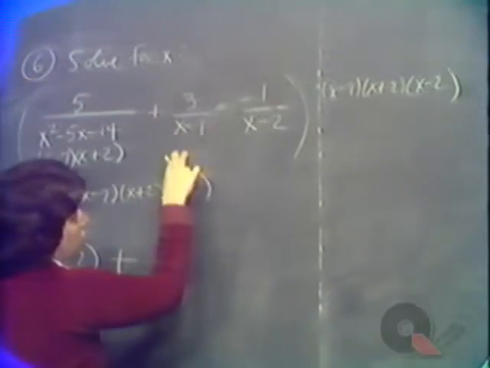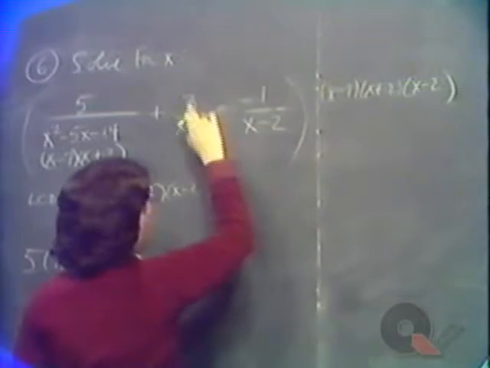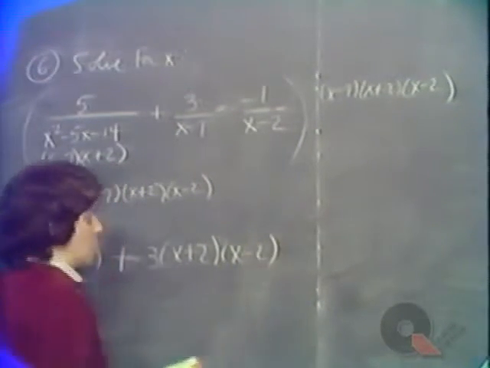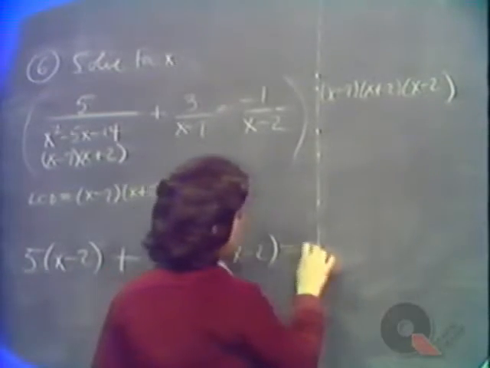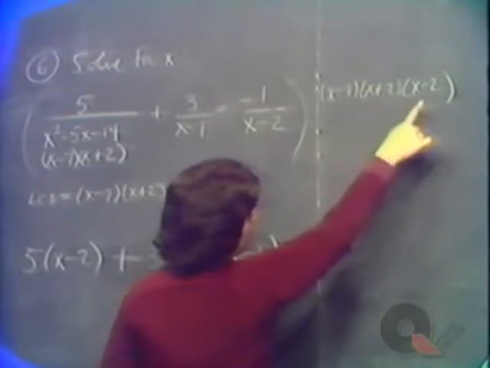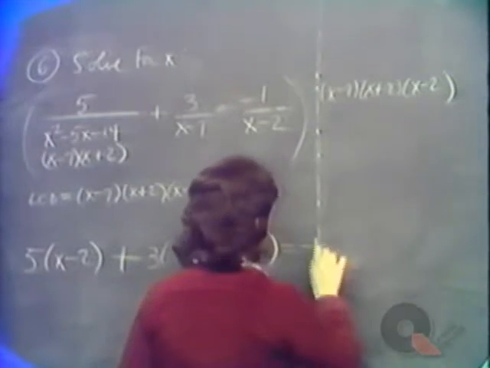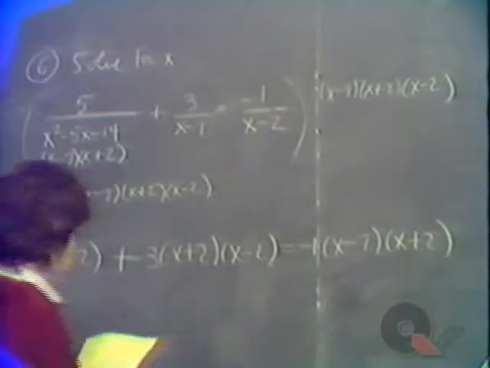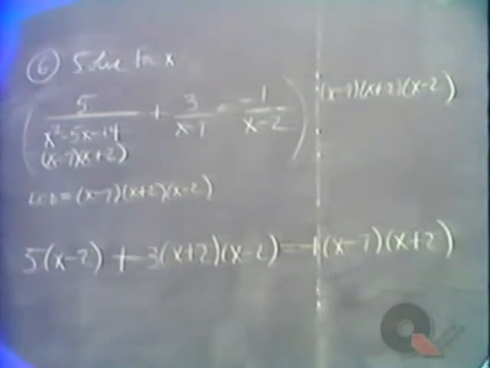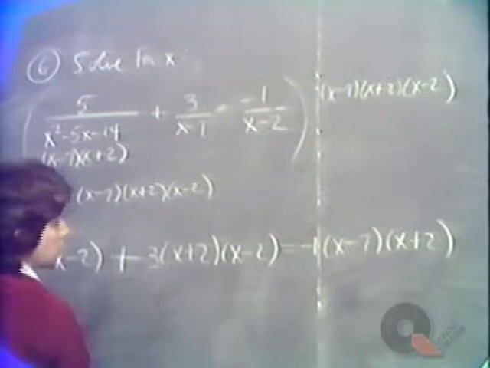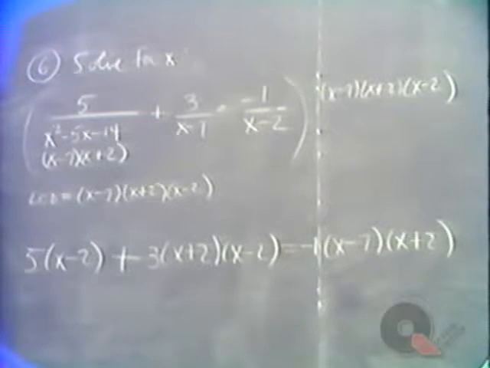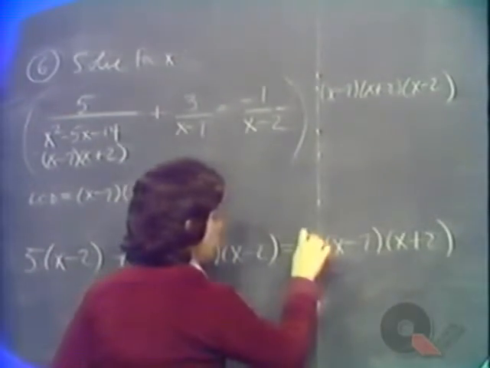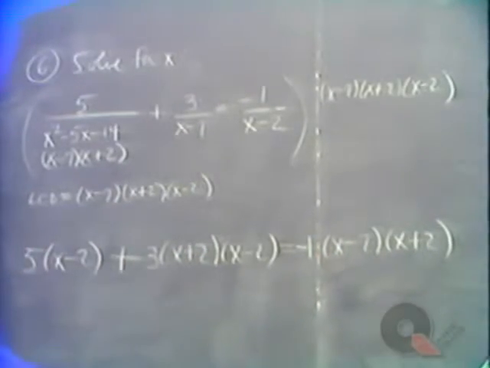Plus, now in the second term here, the x minus 7's cancel. We have 3 times x plus 2 times x minus 2, equals minus 1 times, here the x minus 2's cancel, so we have minus 1 times x minus 7 times x plus 2. Just make sure you can see this because there's a crack here on the board.